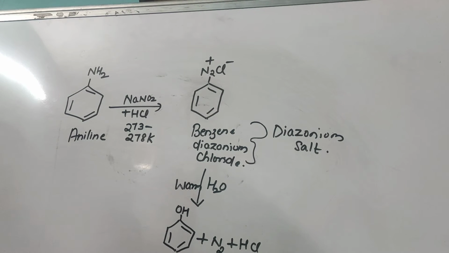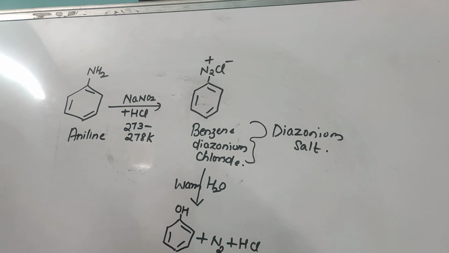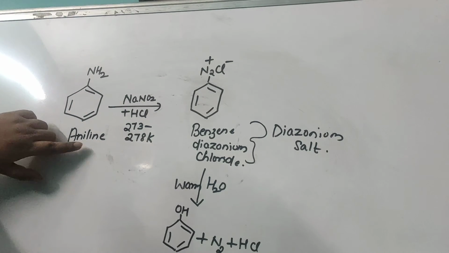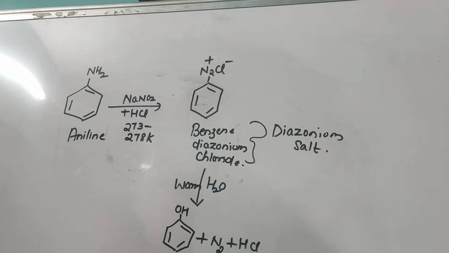In the starting itself I told you that we will be using benzene derivatives. In the first method we used a benzene derivative, haloarene. In the second step we used benzene sulfonic acid. In the third step we used aniline. In the fourth one, we are going to use cumene.